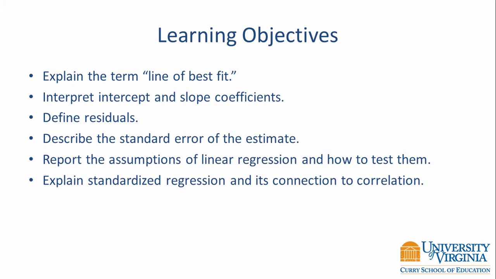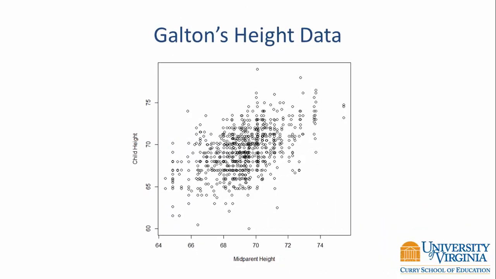Let's start with an example. Here you see a scatter plot of Galton's height data. Mid-parent height is on the x-axis and child height is on the y-axis. Mid-parent height is the average of the parents' height. This plot suggests a moderate positive correlation between mid-parent height and child height. The correlation between these two variables is 0.5, which indicates that mid-parent height explains about 25% of the variability in child height.